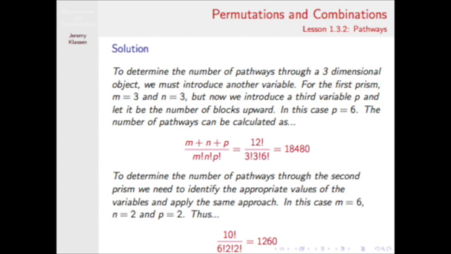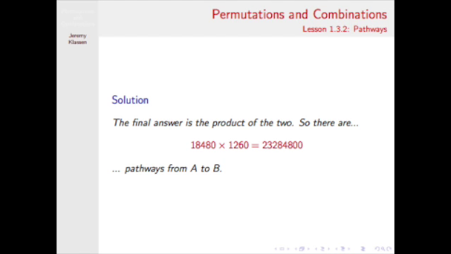And again, to evaluate the number of permutations of a word with repetition, it's going to be 10 factorial over 6 factorial, 2 factorial, 2 factorial, for a total of 1,260 different pathways through the second prism. And then our final step is to simply find the product of those two. And so we take 18,480 and multiply that by 1,260 for a grand total of 23,284,800 different pathways from A to B.